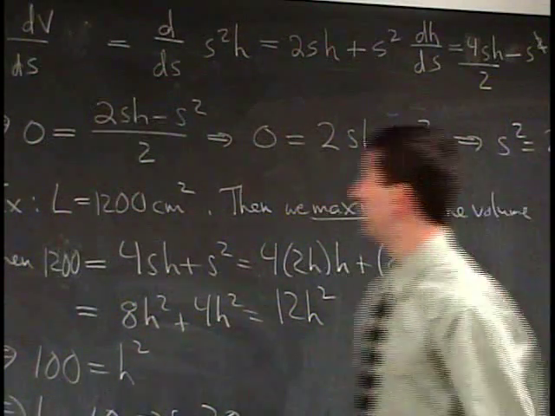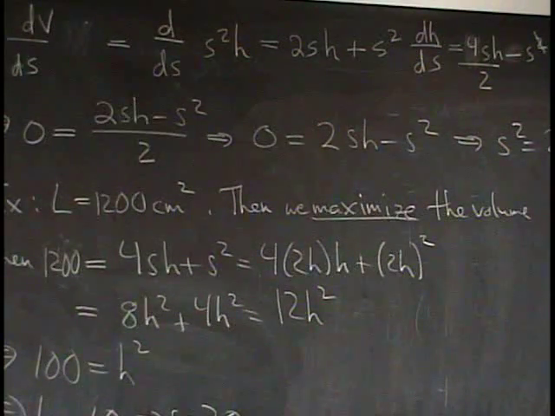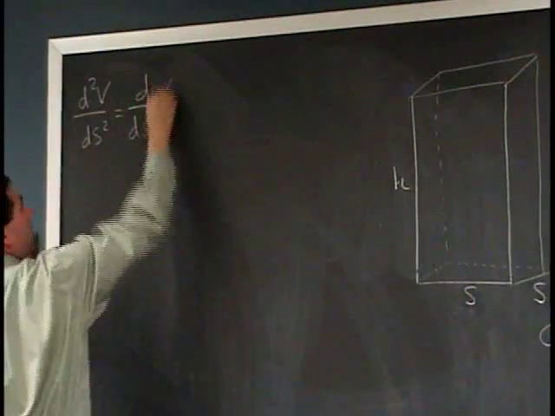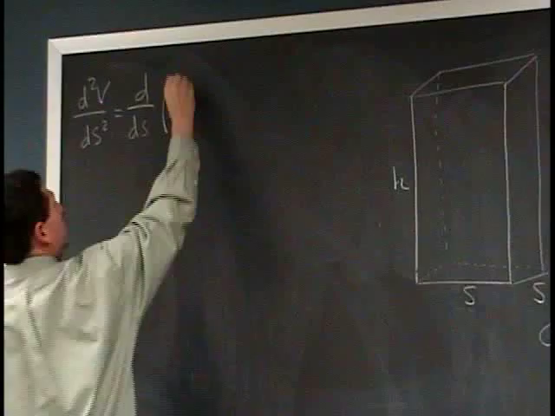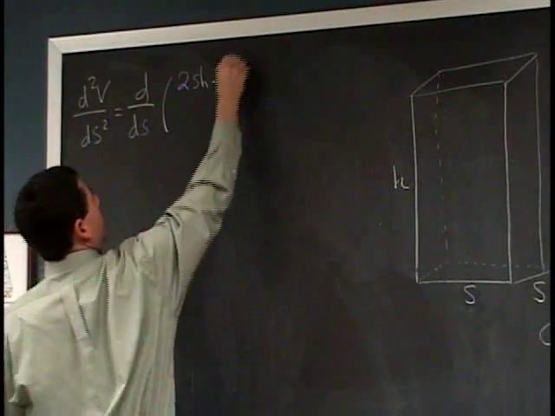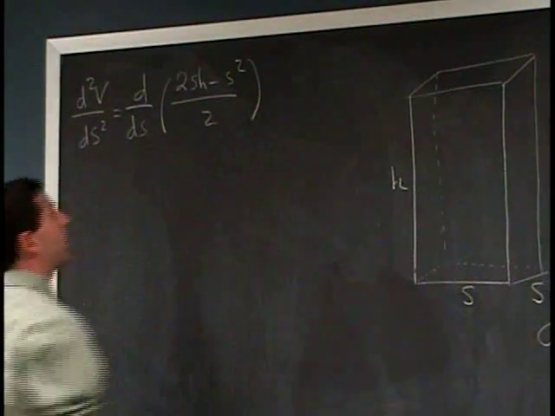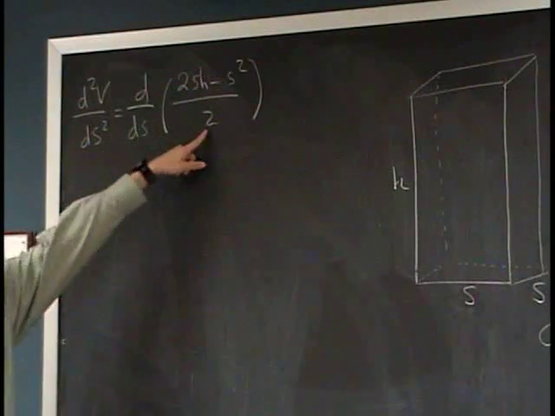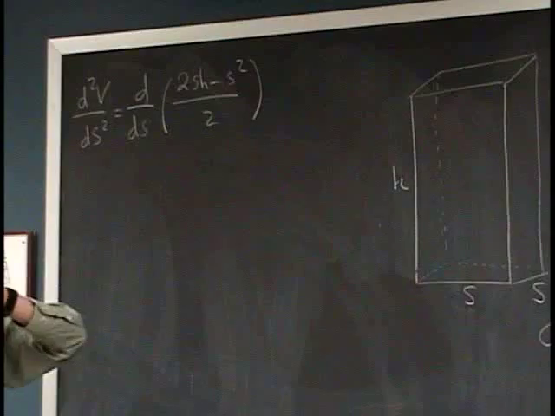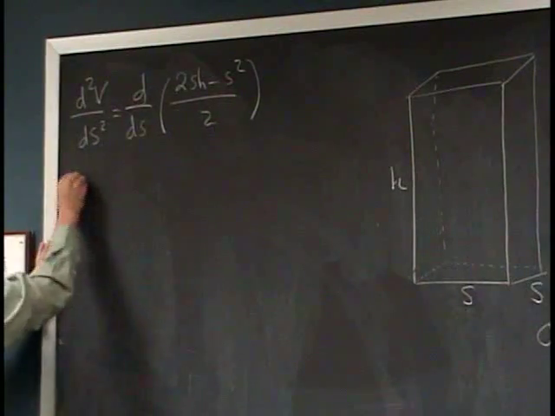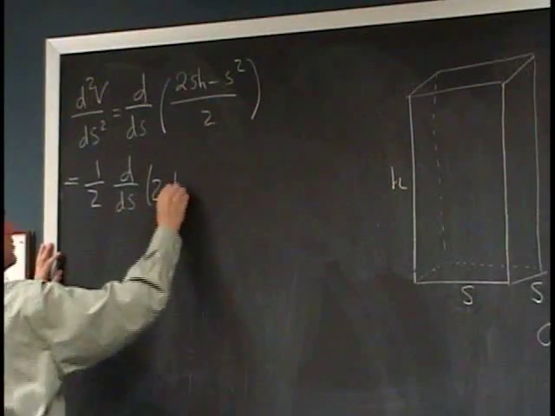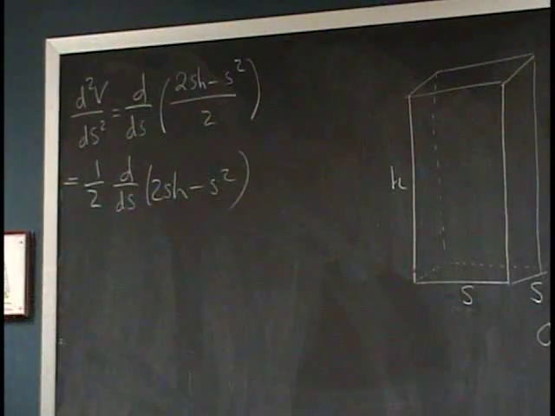So we need to take another derivative of that. So d squared b ds squared equals the derivative with respect to s of 2sh minus s squared over 2. Now this looks bad, but if I pull this 2 out, I think it'll look better. A half times the derivative of 2sh minus s squared. Okay, this looks nicer.